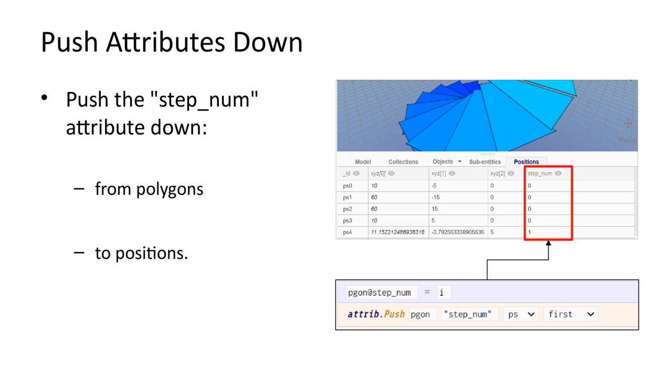Here, you can see the function in operation. First, we create a step num attribute on the polygon. Then we push it down to the positions. And in the positions attribute table, a new column gets generated.